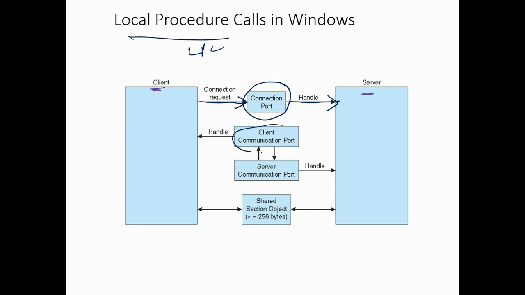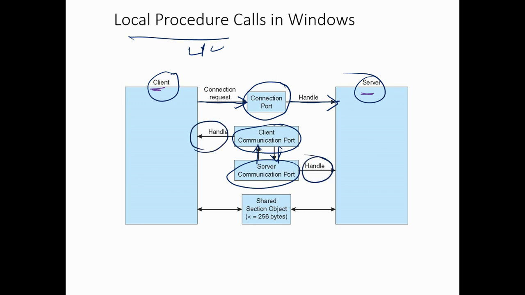Then the client communication port and server communication port will communicate with each other in such a way that they check whether the client can handle the server and whether the server can handle the client or not. So I'm going to send some handling messages to both client as well as server. Once they are done, the server is free, we can get the connection request from the client, and the client has the capability to reach the server. Then, for a section shared object which is less than or equal to 256 bytes, we can share it. Clear? This is all about local procedure calls in Windows.